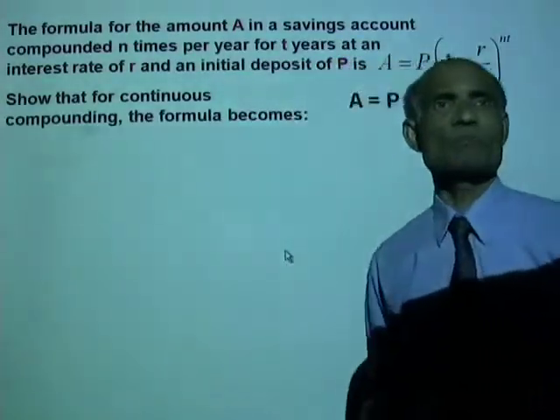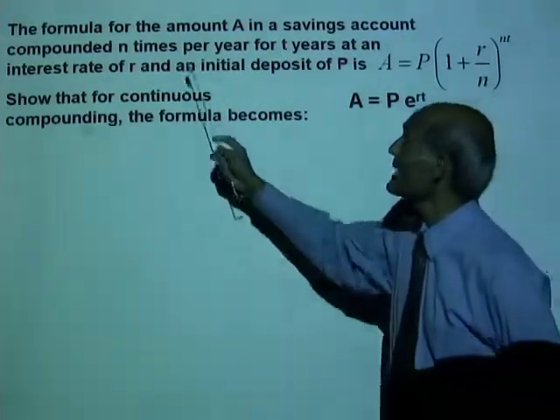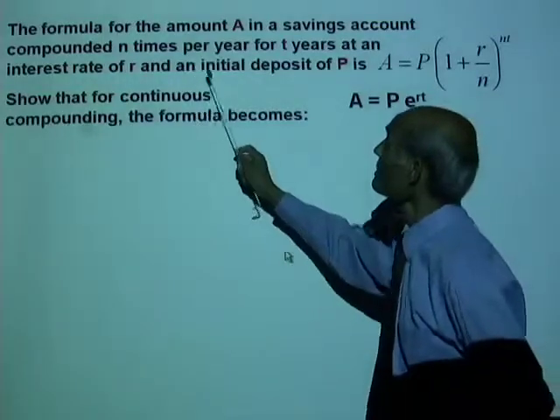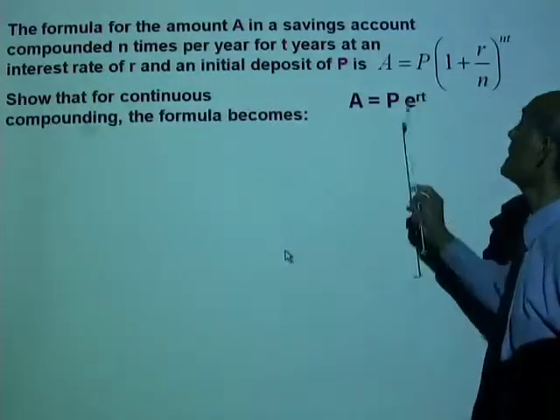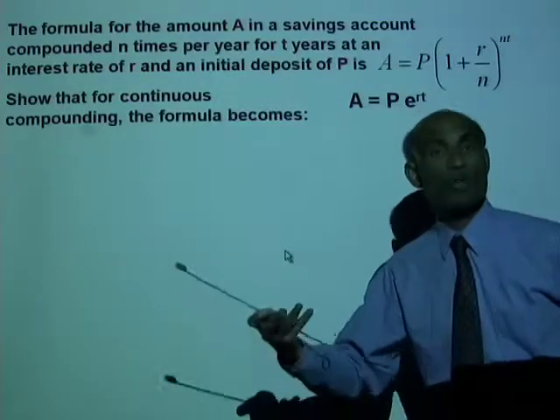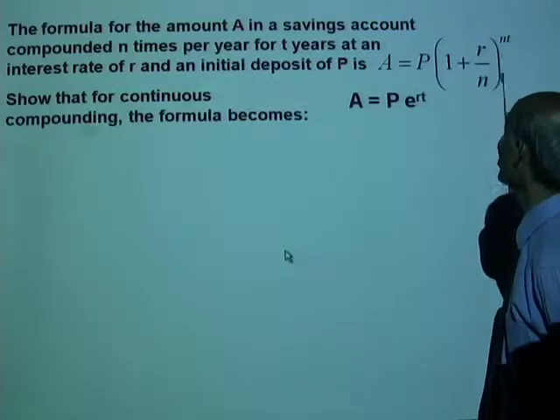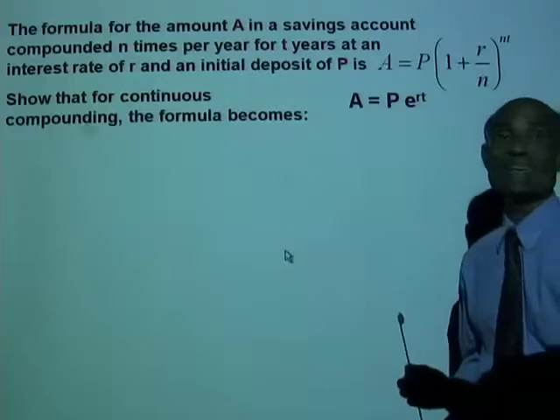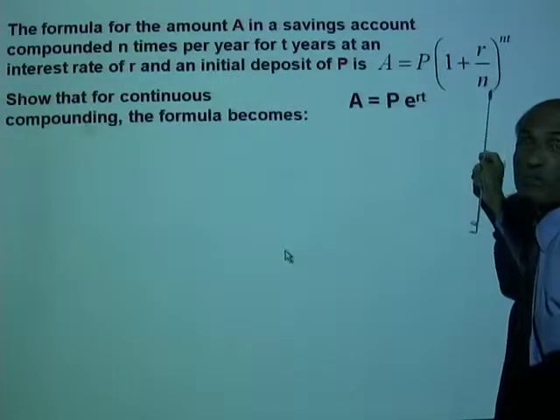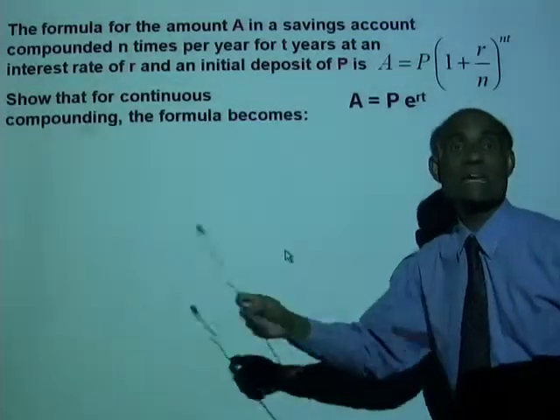Let's try an application problem in here. The formula for the amount A in a savings account compounded n times per year for t years at an interest rate of r and an initial deposit of P is, I'm sure you have seen this equation in a pre-calculus or college algebra class, A equal to P times 1 plus r over n, the quantity raised to the power of n times t, where P is the amount of money deposited for a period of t years and the interest is calculated n times a year.